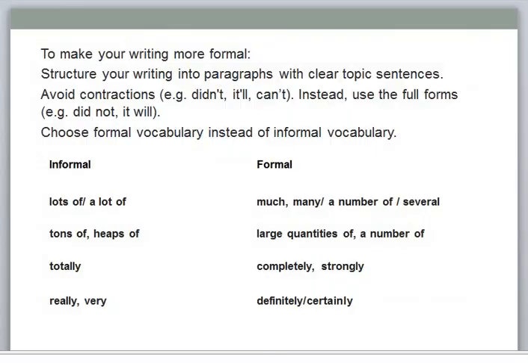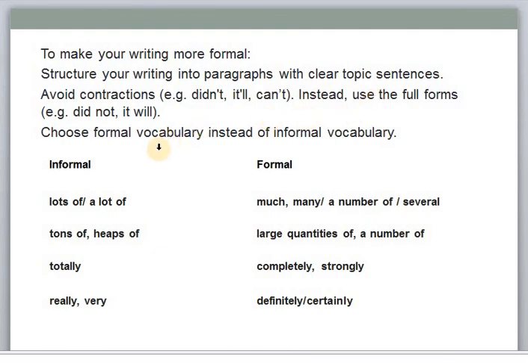Okay. Now, how do you make your writing, your essay, formal essay? Basically, structure your writing into paragraphs with clear topic sentence. So please remember what I said a while ago. Make sure that your topic sentence are clear and they are written on the first sentence of body paragraph, body 1 and body 2. Avoid contractions such as didn't, it'll, or can't. You need to write in full. You should write did not, it will, or cannot. Always use the full forms, okay?